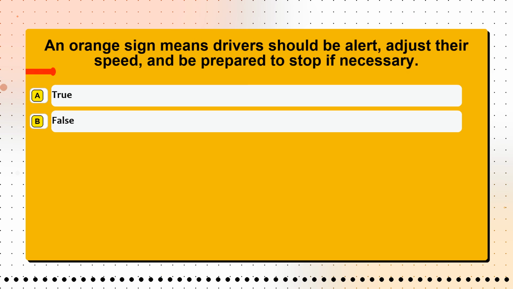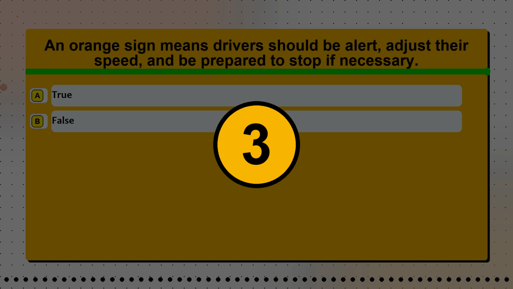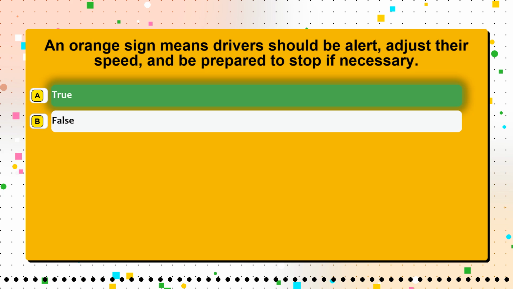Question 8. An orange sign means drivers should be alert, adjust their speed, and be prepared to stop if necessary. Here are the options. Option A, true. Option B, false. The correct answer is option A, true.